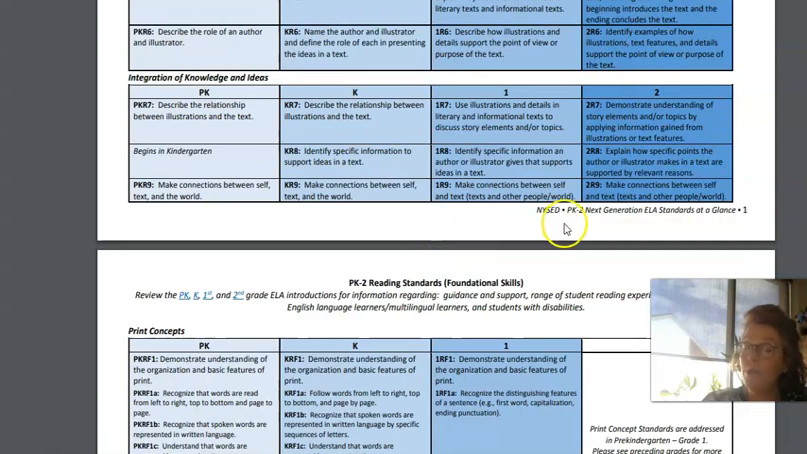Okay, so here's a good one. And we know, especially in English language learning, that students need to make connections between self and text. It has to be engaging. It has to be meaningful.